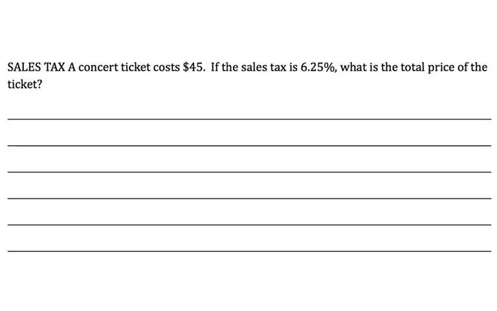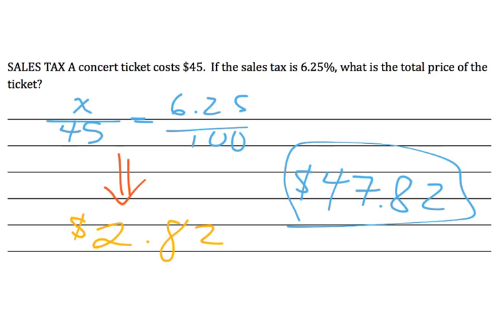It's important to be able to do a sales tax problem. So the concert ticket costs $45. That means that that is the original price. And we want to know that if we got 6 1/4 sales tax, well, what's that going to be doing to us? So here's 6.25 out of 100, and then I'll let you do this on your own.